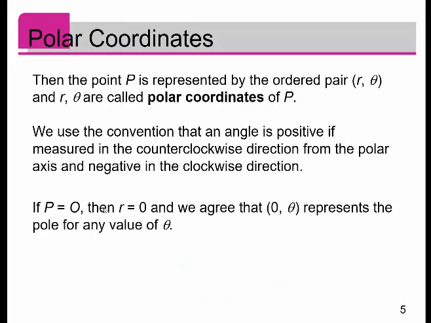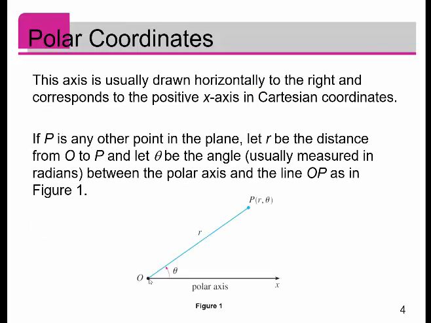If P is equal to O and r is equal to 0, then we're going to agree that (0, theta) represents the pole for any value of theta. That's just going to be this right here.